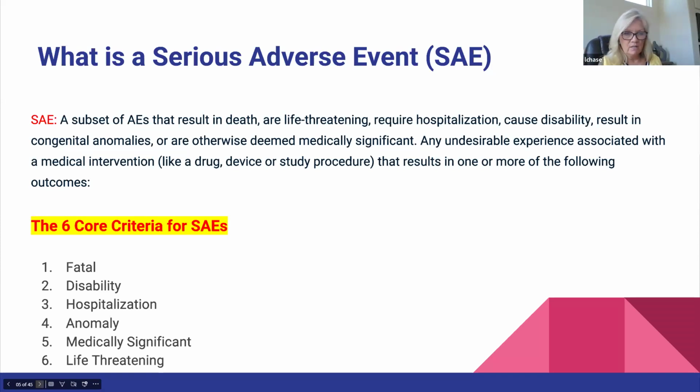So there are 6 criteria for an SAE, which would be: Did it cause a fatality? Did it cause a disability? Did it cause the participant to be hospitalized or a prolonged hospitalization? Did it cause an anomaly like a birth defect? Is it medically significant, or was it life-threatening to the participant?